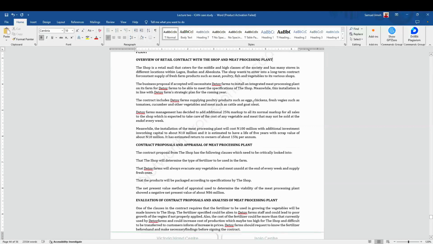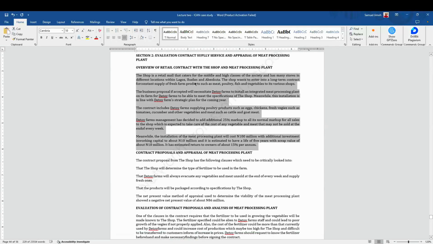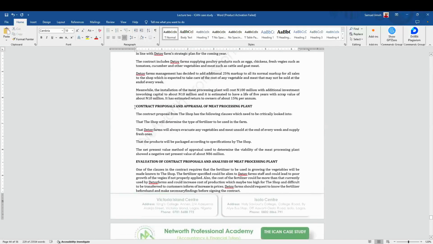The contract includes supplying eggs, chicken, and so on. Then Detroit Farms management have decided to add a 25% markup to all its products. This is information that has been given before. Then meanwhile, the installation of the meat processing plant will cost this, right? These are the information we have been given on this part of the report, on the retail contract and the meat processing plant. You will see that I try as much as possible to make use of the information under those two things we have been asked to look at here, right? So once you are done with that, then we go to professional tools and knowledge.